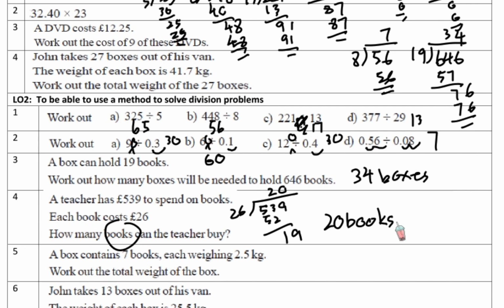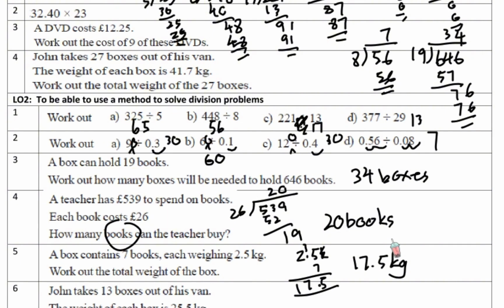A box contains 7 books, each weighing 2.5 kg. Work out the total weight of the box. We will take 2.5 multiplied by 7. So 5, 7, 35, 2, 7, 14 plus 3, okay, 17.5 kg.